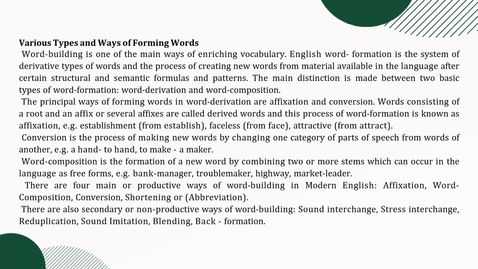Word building is one of the main ways of enriching vocabulary. English word formation is a system of derivative types of words and the process of creating new words from material available in the language after certain structural and semantic formulas and patterns. The main distinction is made between two basic types of word formation, word derivation and word composition. The principal ways of forming words in word derivation are affixation and conversion.